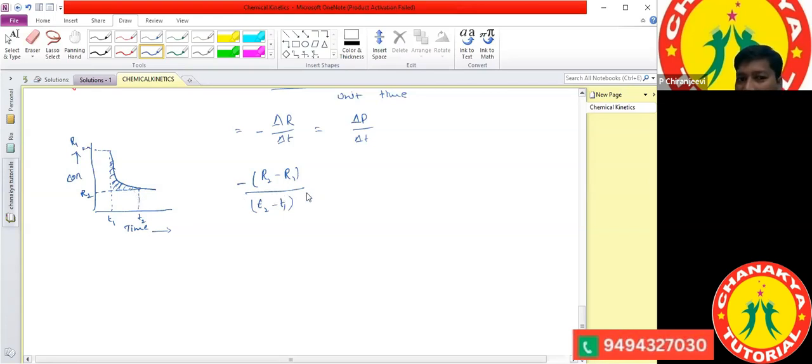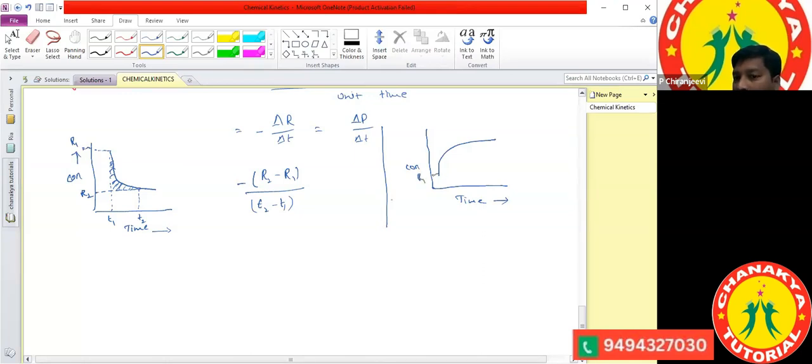Is anyone still having doubts? The same thing we can also write for the products. The same graphical representation can also be drawn for the products. If you want me to explain for the products, I can explain here. First, I'm taking concentration on the y-axis and time on the x-axis. If we take the products, as the time increases, the concentration of the products is going to increase. We'll get this graph. This is the initial concentration.